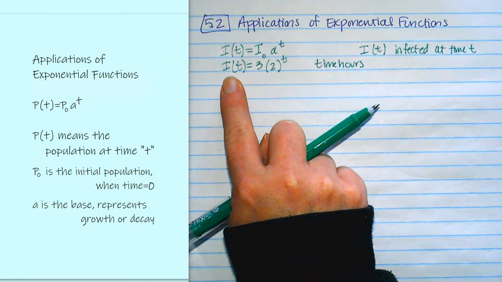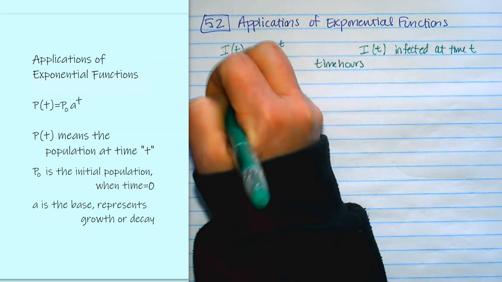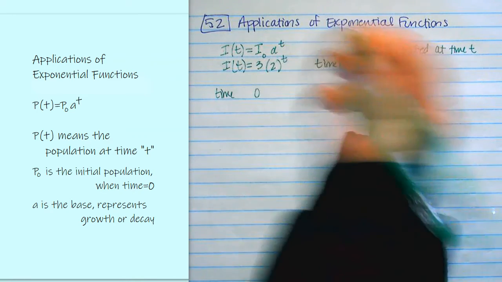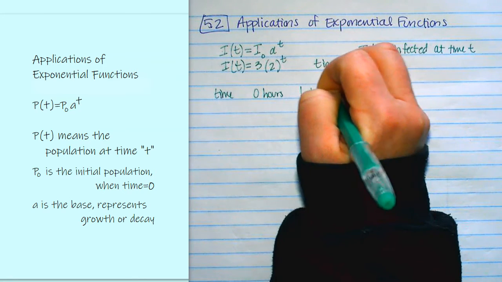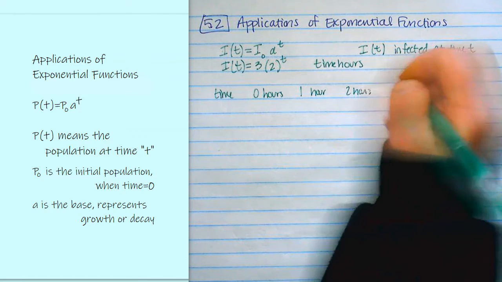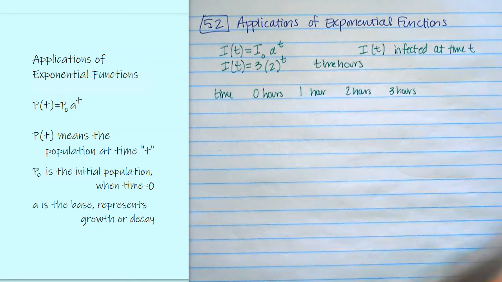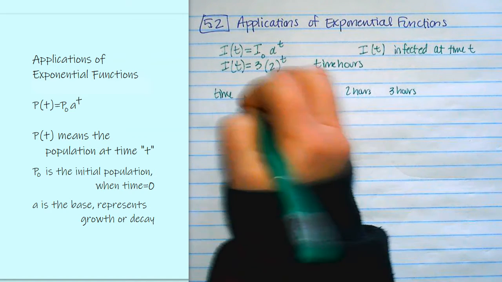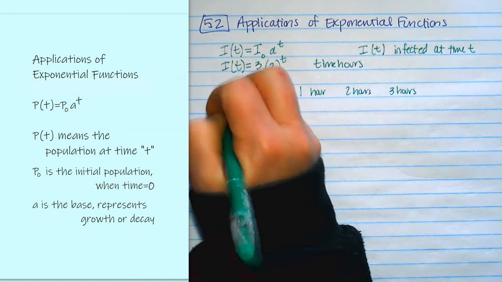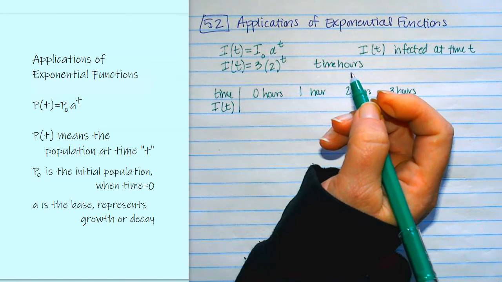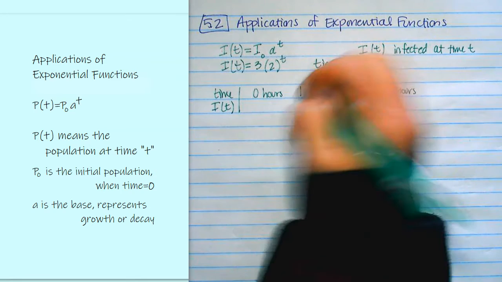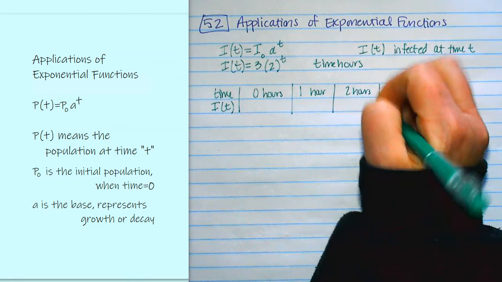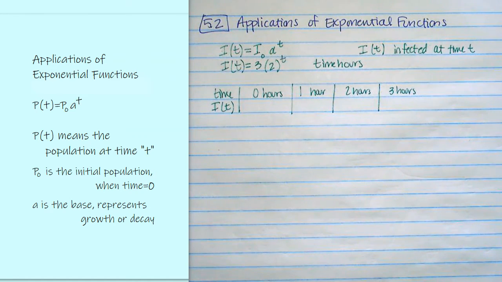So let's start with a chart. Let's do time starting at 0 hours, and then we'll see what happens at 1 hour and 2 hours and 3 hours, and we'll look at 12 hours at the end, but let's just start there. So time is going to be in hours, and I of t is going to be what happens when we plug in 0 and then 1 and then 2 and then 3. I want you to get a feel for how this works so that it doesn't just seem like random numbers that don't make sense. I want it to make sense a little bit at least.